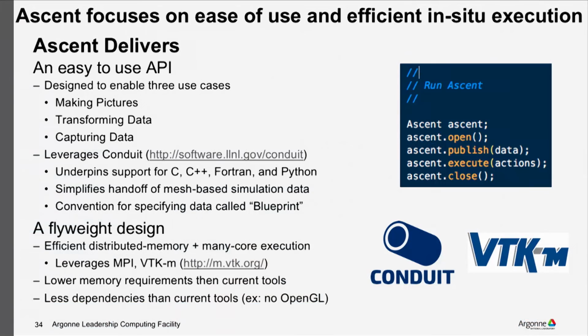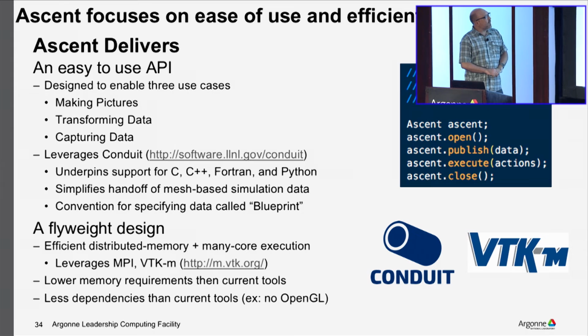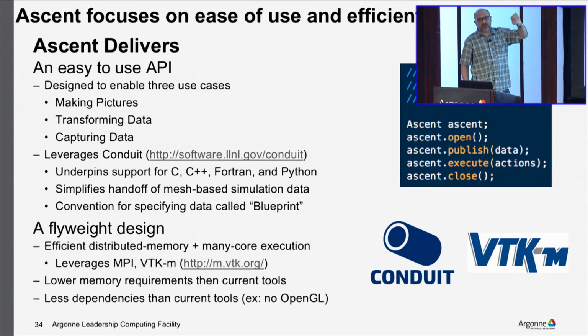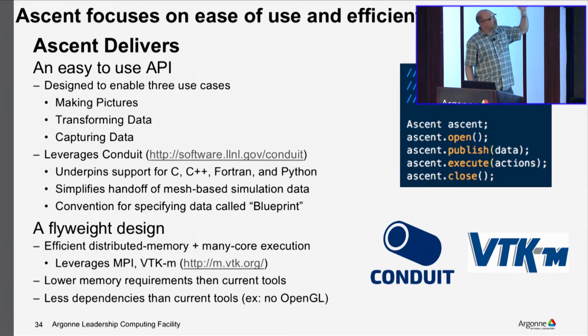So it's just a brief overview of Ascent. There's 2 main aspects here. When they designed it, one of the things was, again, an easy-to-use API. And the second important aspect is it's got to be lightweight, right? For that, there's 3 main use cases that they define: making pictures, transforming data, or capturing data.